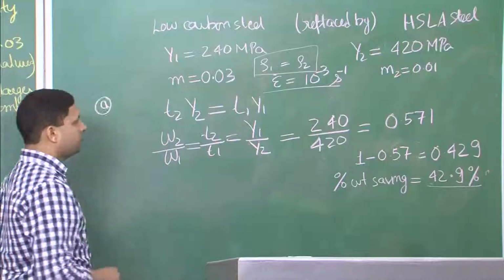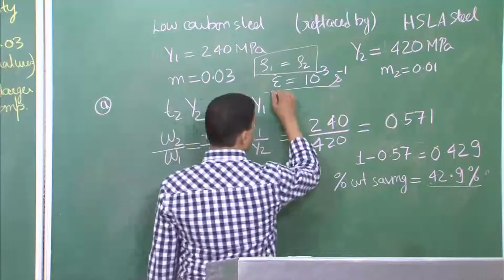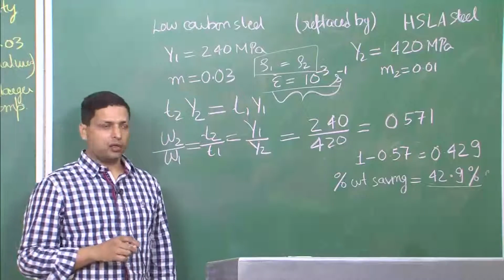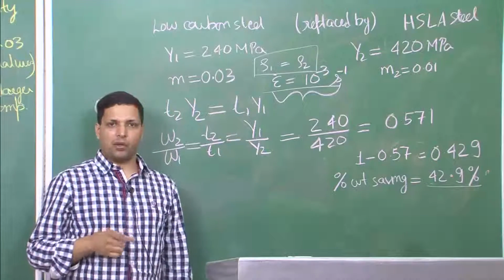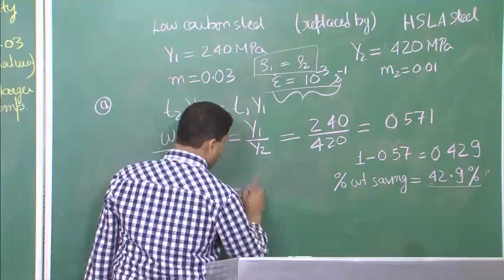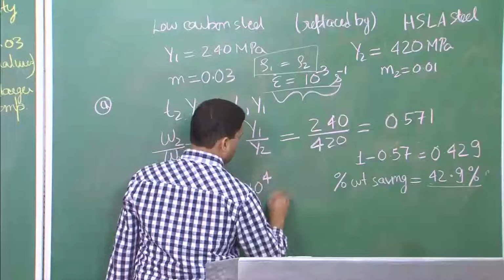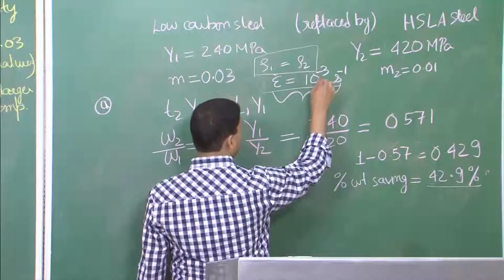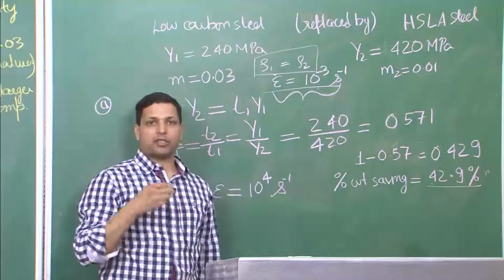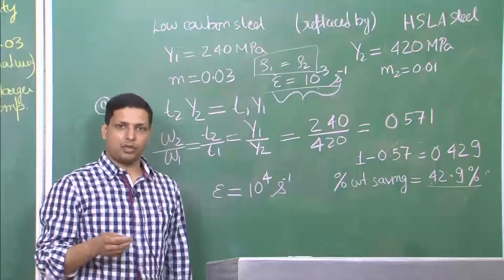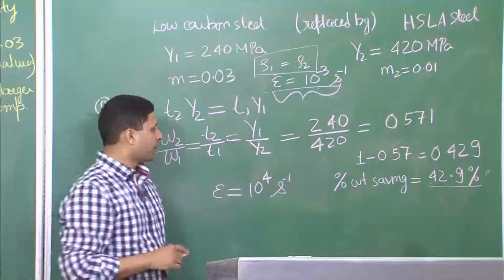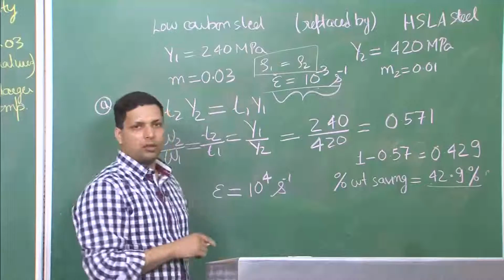The next part of the problem is that here we assumed strain rate equal to 10 to the power minus 3, but in reality when the crash takes place, or when the car crashes, the strain rates are of the order of 10 to the power 4. Now, you see how much is the difference from this strain rate to this strain rate. It is 10 to the power 7 times higher. So, that must make a difference to the yield strength of the material, and therefore, we will have to do a calculation again.